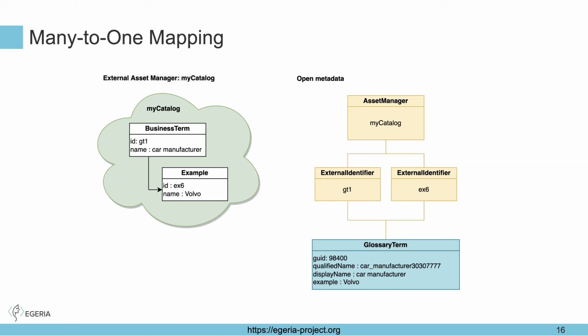And that's because typically these unique identifiers are only unique within a particular tool. And so we need to allow that GT1 might mean something completely different in a different asset manager. And so that's why these external identifiers are always tied to a specific source inside open metadata. So that's why you see that second level.